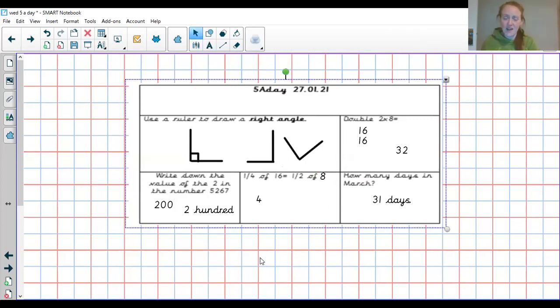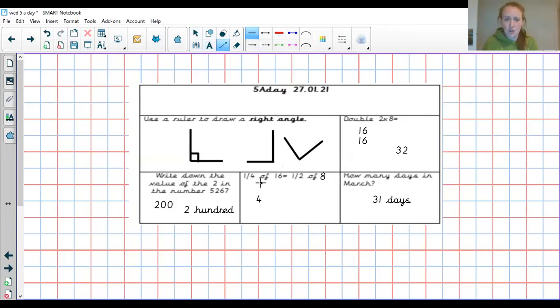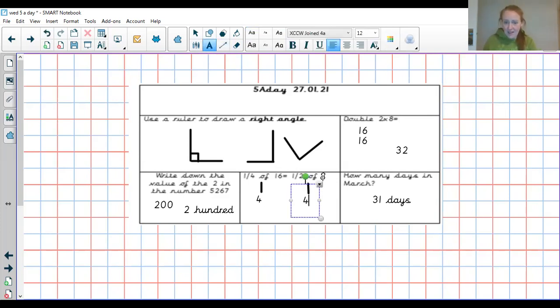So if I put 8 in there, a quarter of 16 is 4. Let me put an arrow down to show that that's what we got there. A quarter of 16 is 4. Half of 8 is also 4. So the answer you should have had in that little space there is 8. That was a really tricky one today. We can do a few more of those to get our brains together. Well done if you got it right.